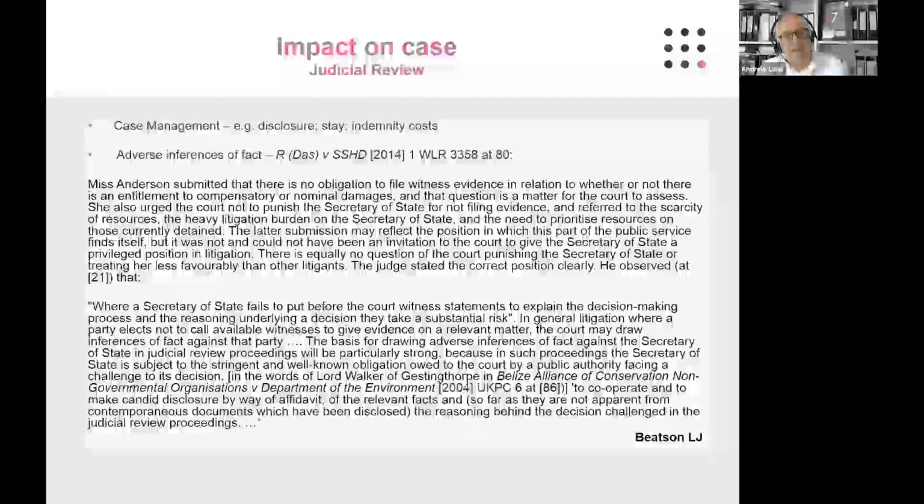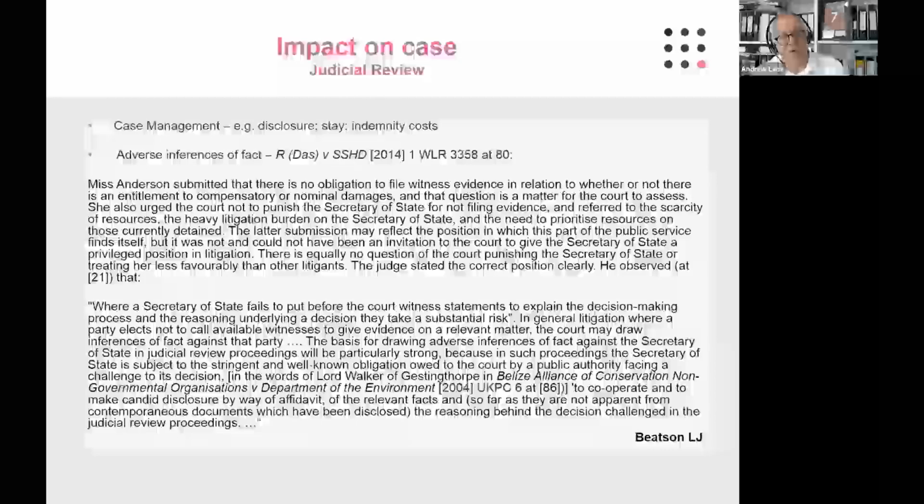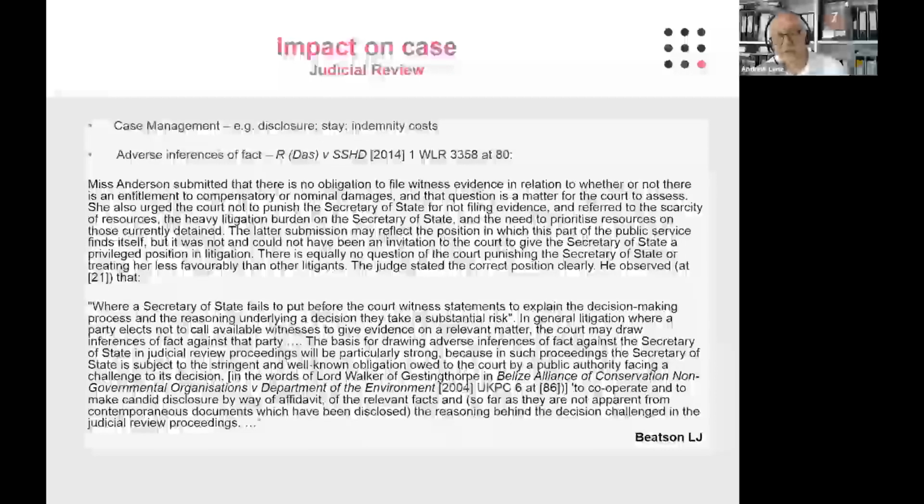And then it ends up by saying there is equally no question of the court punishing the Secretary of State or treating her less favourably than other litigants. And then what was importantly concluded by Lord Justice Beatson was that where a Secretary of State fails to put before the court a witness statement to explain the decision-making process and the reasoning underlying a decision, they take a substantial risk. In general litigation, where a party elects not to call available witnesses to give evidence on a relevant matter, the court may draw inferences of fact against that party. The basis for drawing adverse inferences of fact against the Secretary of State in JR proceedings will be particularly strong because in such proceedings, the Secretary of State is subject to the stringent and well-known obligation owed to the court by a public authority facing a challenge to its decision. That's the duty of candour, of course.